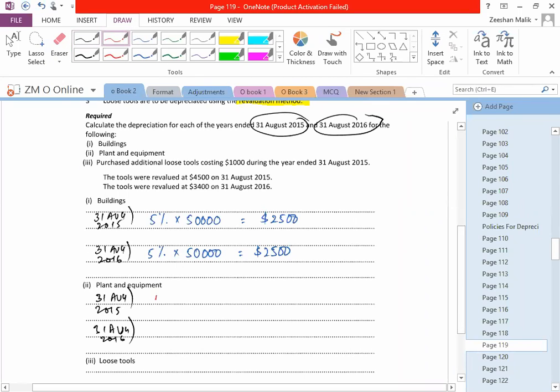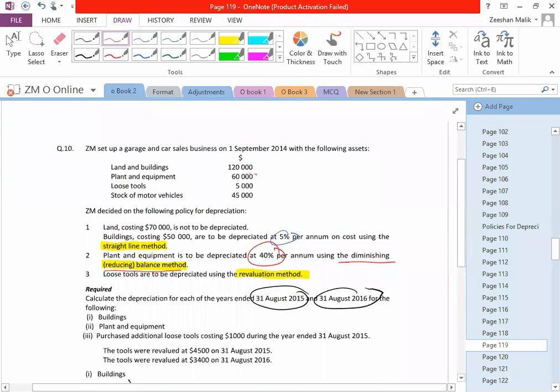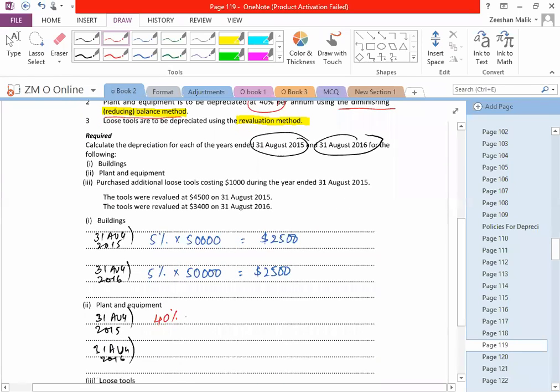Here we go for the 40%. Yes, it's 40%. And the value of plant and machinery is 60,000. Here we apply 40% on 60,000. It gives us 24,000. Kindly use your calculators, every one of you.